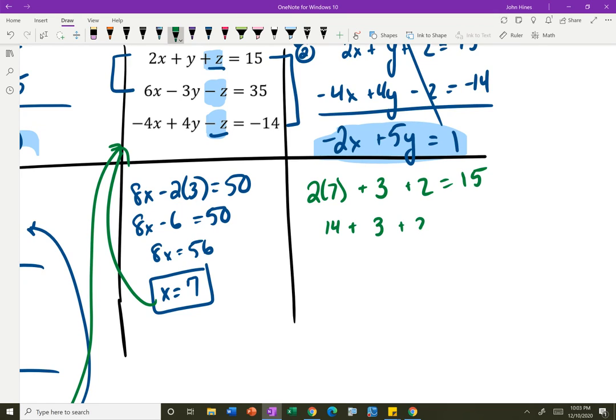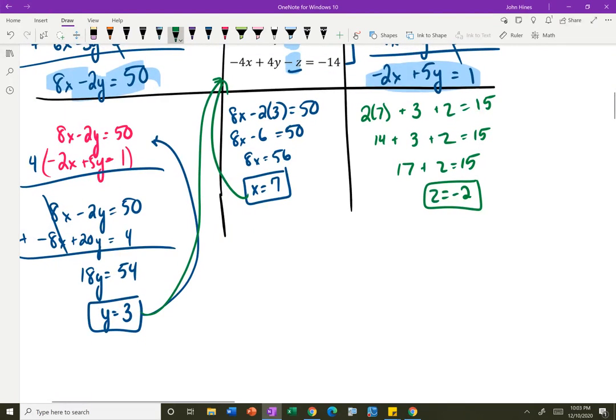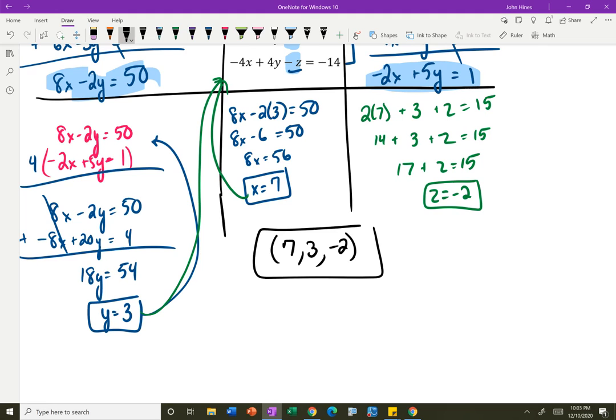14 plus 3 plus z equals 15. Again, make sure your z's and 2's are different. My 2's are little loopies. My z's don't have a loop. So 17 plus z equals 15, which means z has to be negative 2. So that's my solution. I can leave that as it is, or instead of writing an ordered pair, I can write an ordered triple. So 7, 3, negative 2. And that is my solution.